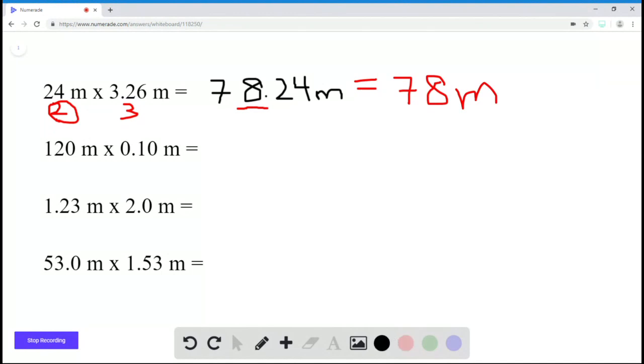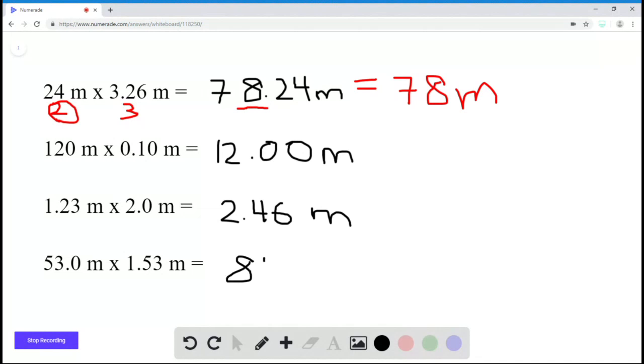For your second, if you multiply 120 times 0.10 meters, you would get 12.00 meters. Let's just multiply them all out real quick. You'd have 2.46 meters if you multiply 1.23 meters by 2. And if you multiply 53 meters times 1.53 meters, you get a value of 81.09 meters. Okay, so now again, you want to round your answers.